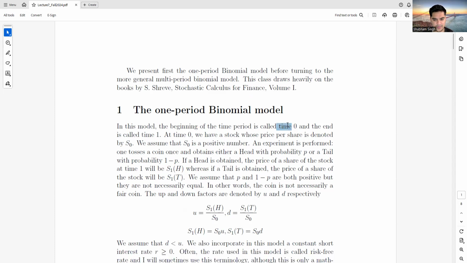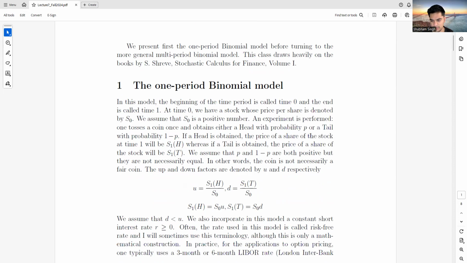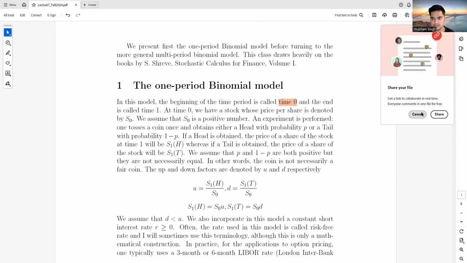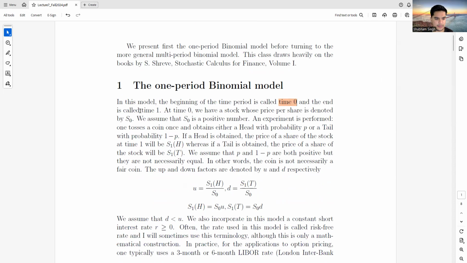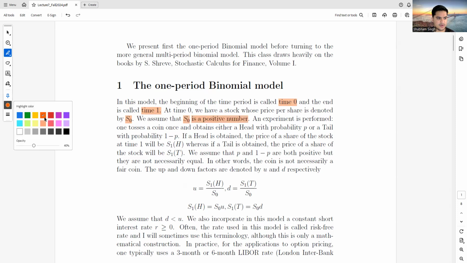So, the one period binomial pricing model. This is the model. The beginning of the time period is time zero. Since it has only one period, the ending time is called time one. At time zero, the stock price is denoted by S naught, and S naught is always a positive number, since stock prices are always positive. You can't have negative stock prices.